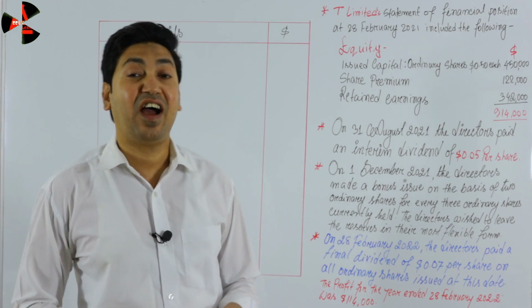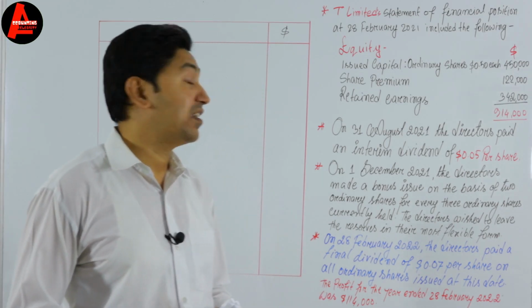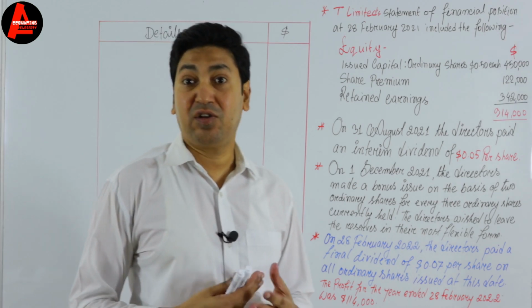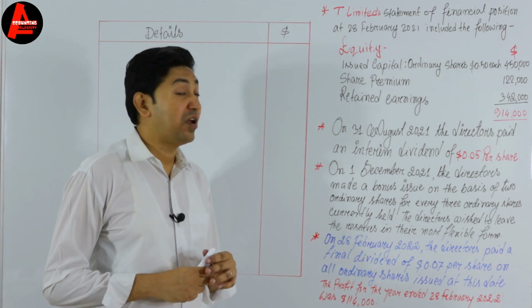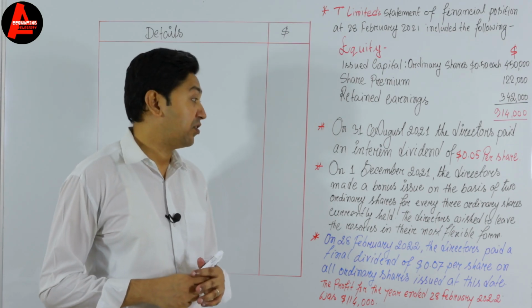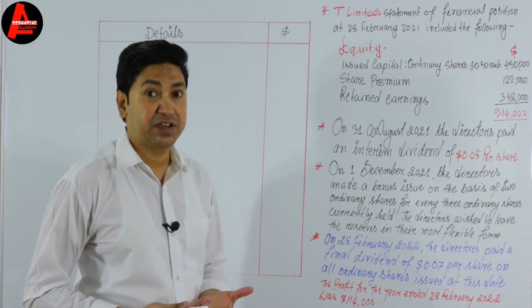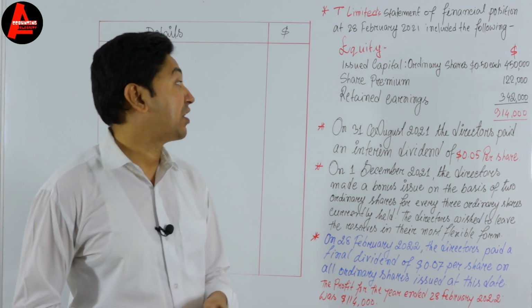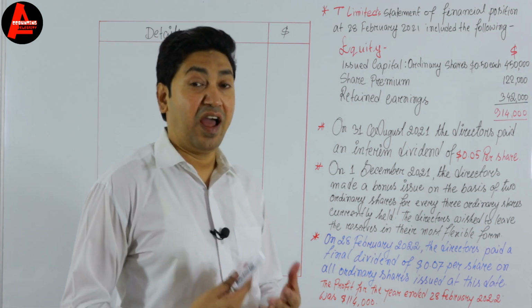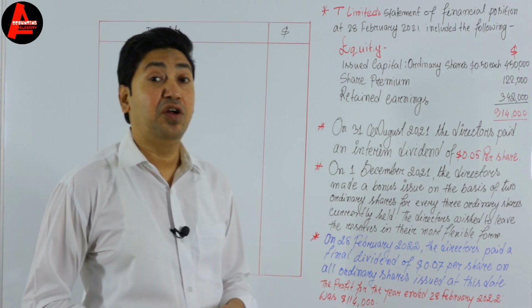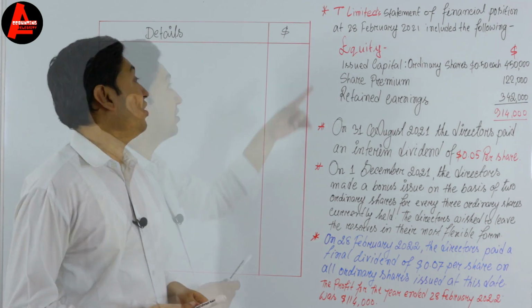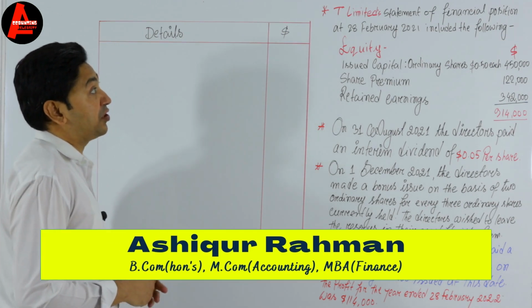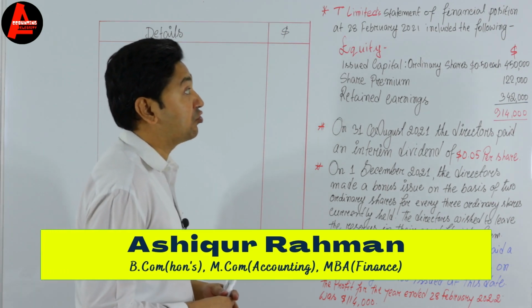In this tutorial, I will show you how to calculate the retained earnings closing balance. Here we have a question taken from Cambridge A-Level Accounting past papers. In our previous two lessons, I showed you how to calculate interim dividend and how to journalize when a business issues bonus shares. Here is T Limited's statement of financial position at 28 February 2021.